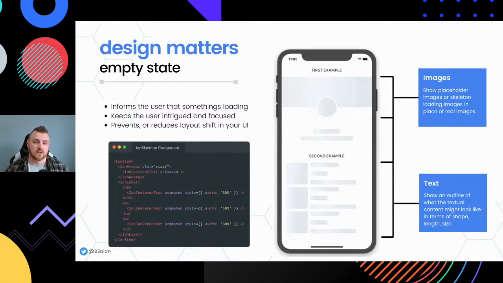Being able to show the user what width or shape or size each element on the screen is going to be, if you need to use something like this, is really good. Some of the benefits are that it informs the user that something is loading, something is happening in your app, and the user knows to wait. It keeps the user intrigued and focused, and it also prevents or reduces the layout shift in your user interface. And then I've got a code snippet there using Ionic React of the Ion skeleton text and how we can achieve that little item at the bottom with the 3 bits of text.